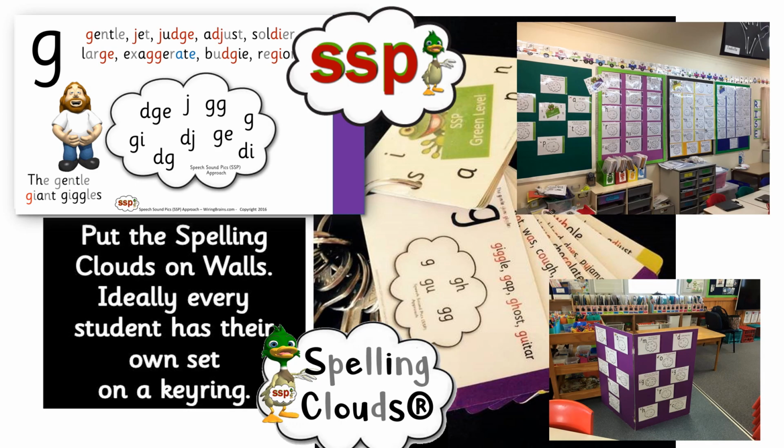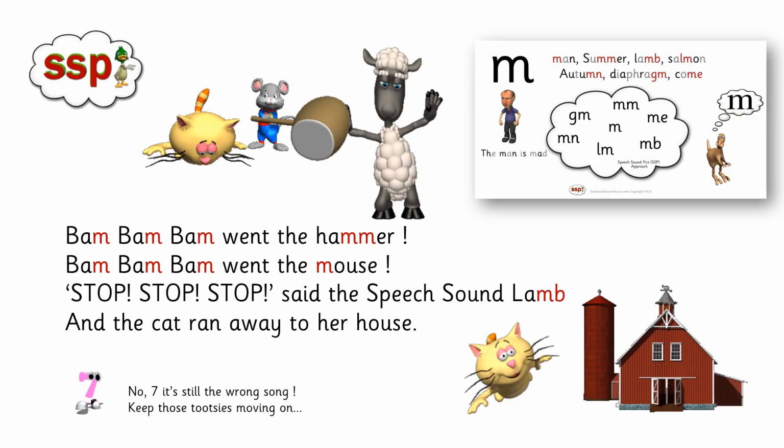So while you're exploring the code you're learning to read and spell, you'll have spelling clouds on your walls. You might have a spelling cloud keyring you take everywhere, or a spelling cloud mat. Lots of spelling clouds to explore the code and see if you can find ones we've not already found, because I spent 10 years with children in Australia working out which of the sound pics the speech sound king used. We kept checking the dictionary and we wrote poems.